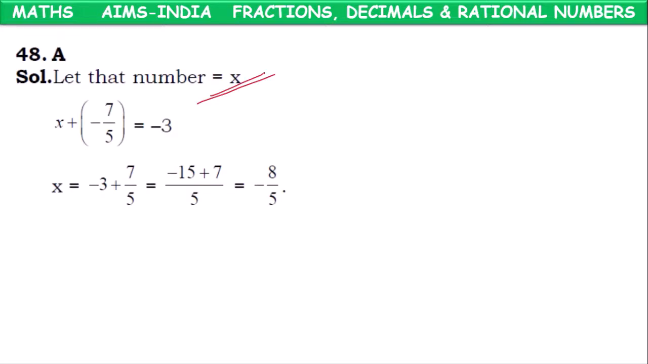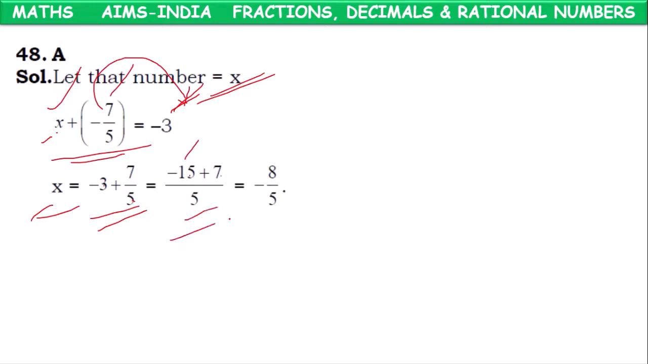So let the other number be x. The other number plus minus 7 by 5, sum equals minus 3. So the other number x equals, this number will come to the right hand side and become positive. So 5 3 times is minus 15 plus 7 by 5. Minus 15 plus 7 equals minus 8. Minus 8 by 5.